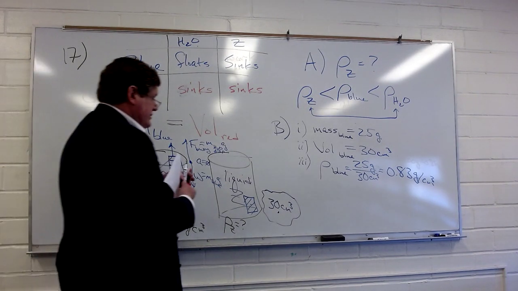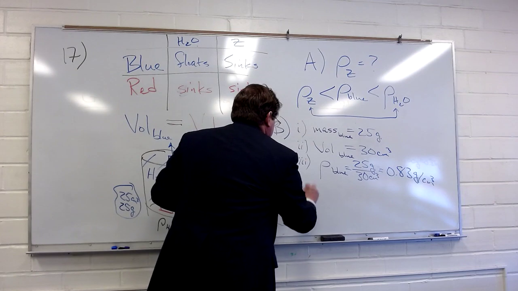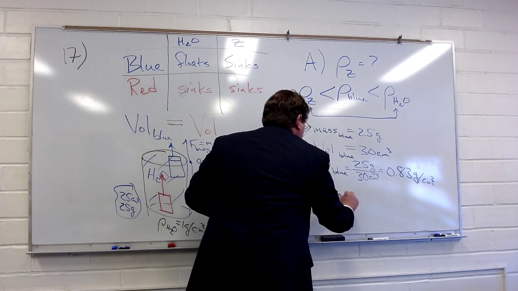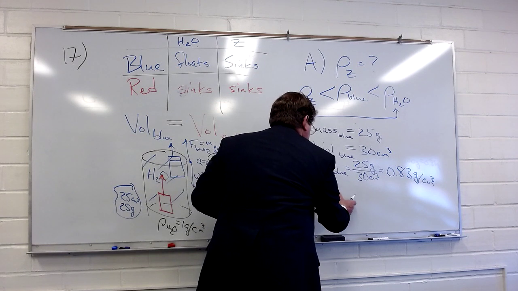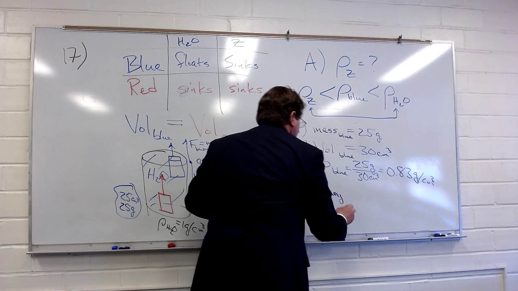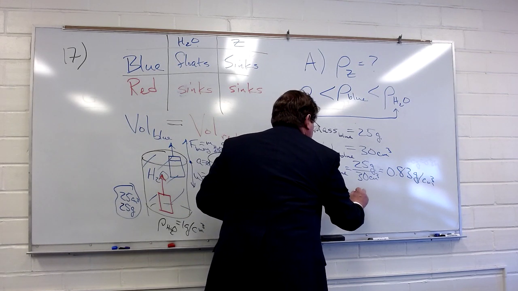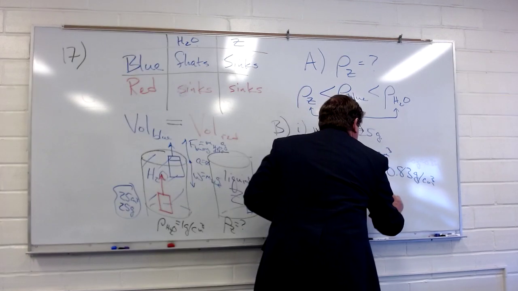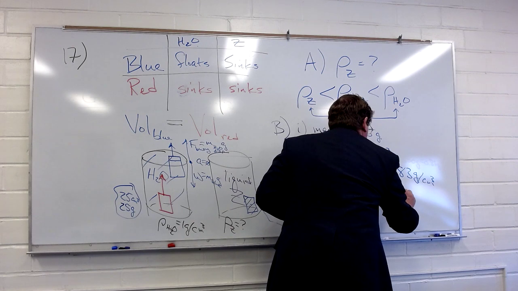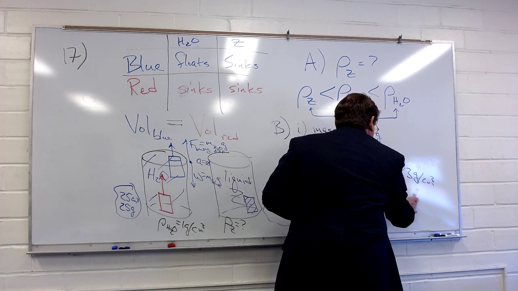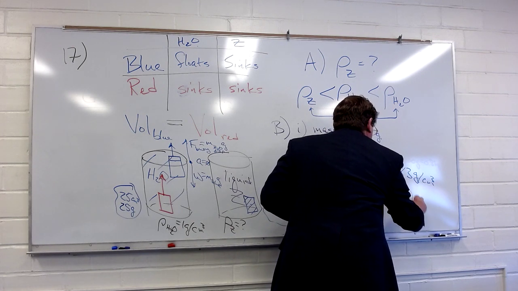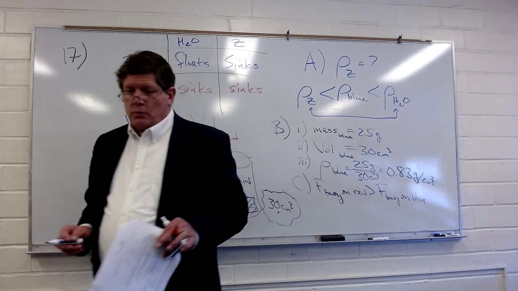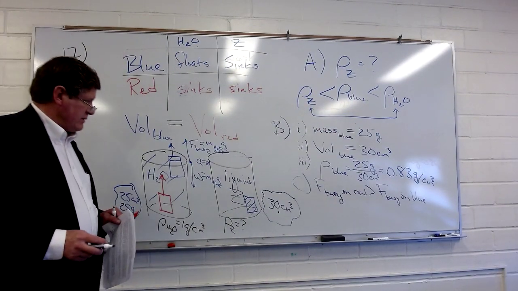So for part C, we say F buoyant, got to put a Y in there, on the red is greater than F buoyant on the blue. Because it's displacing more water. The red is displacing more water.